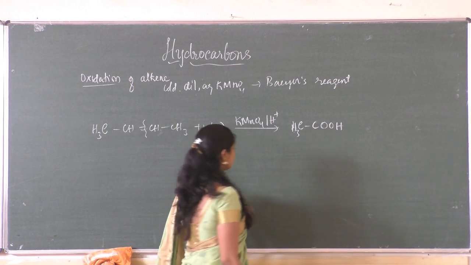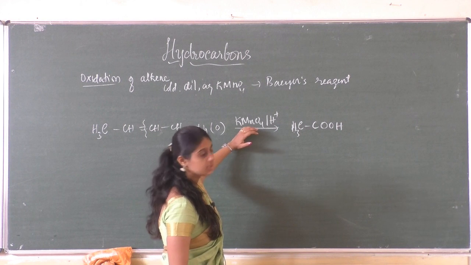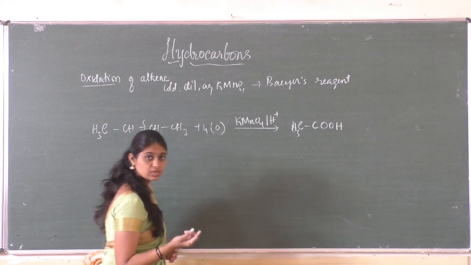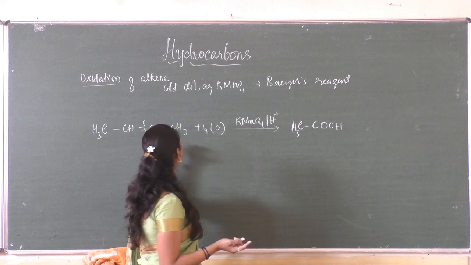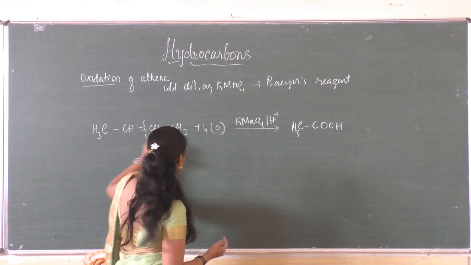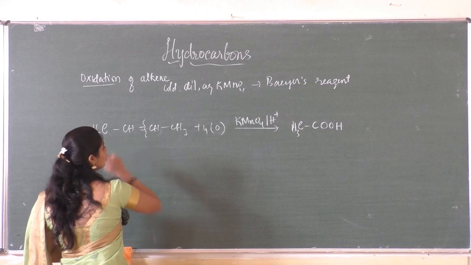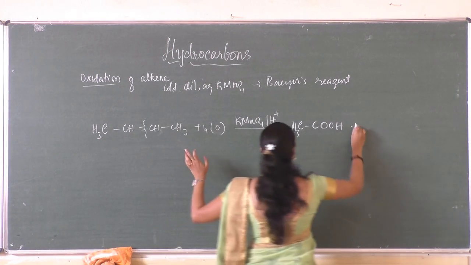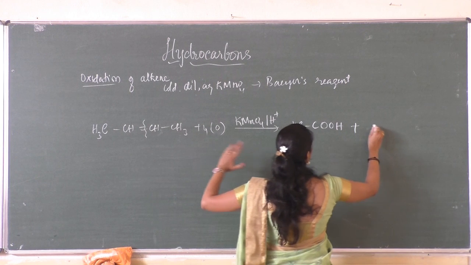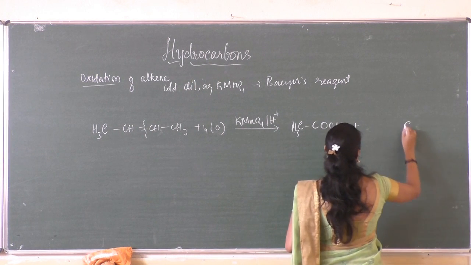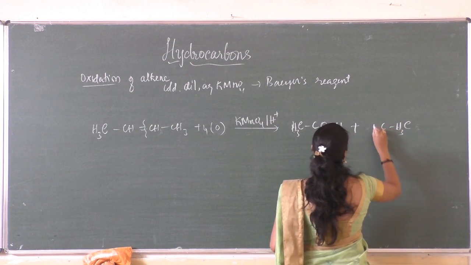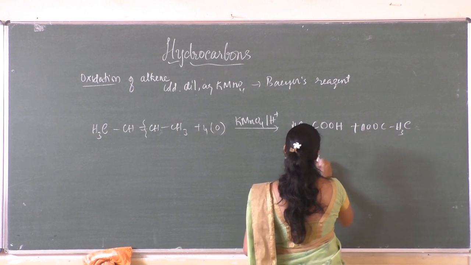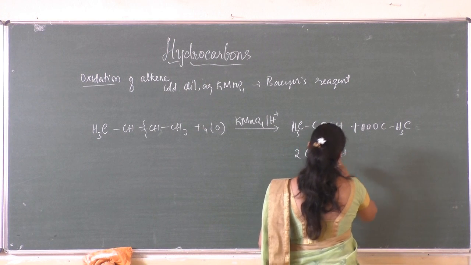Since this is a strong oxidizing agent, oxidation usually forms ketones or carboxylic acids. Here, because it is a strong oxidizing agent, it directly converts this molecule to an acid. Similarly for the other half, it is nothing but CH3COOH. So you can write it as 2CH3COOH.